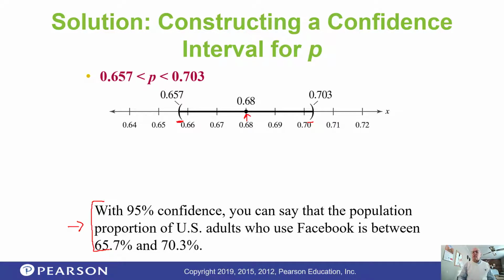And remember, this doesn't mean your population proportion has a 95% probability of being in there. It either is or it isn't. But it does mean that if you created confidence intervals over and over and over again, 95% of those confidence intervals would contain the population proportion. 5% probably won't.